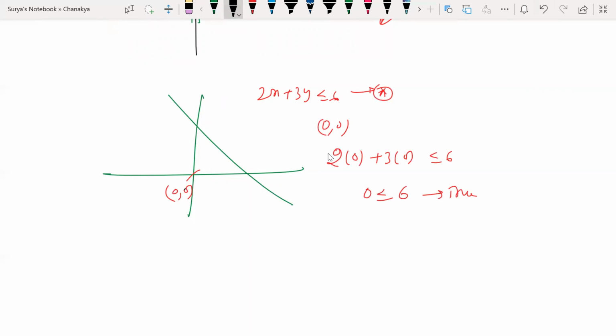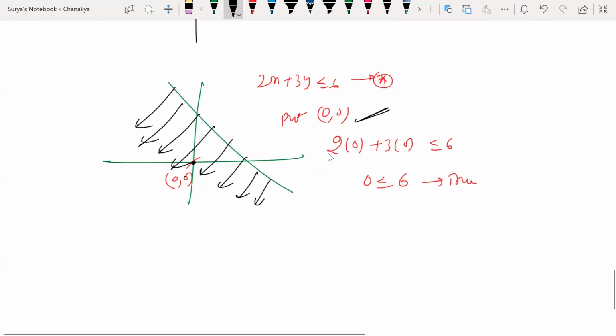So why are you not taking 1 comma 2 here? Why are you not taking 1 comma 0? You can substitute 1 comma 0 also, right? You can substitute 2 comma 0 also, right? Nothing wrong with that. But 0 comma 0 makes your calculation easy. That is the reason I always take 0 comma 0. When I substitute 0 comma 0 and I get a true statement, that is nothing but 0 comma 0 lying below the line. So your solution is going to be below.